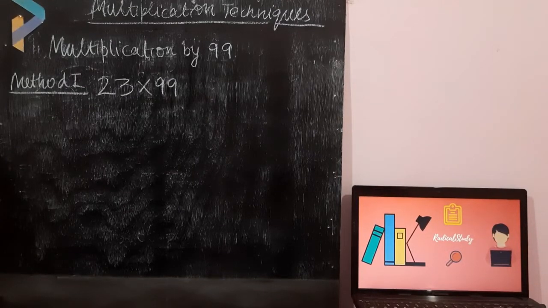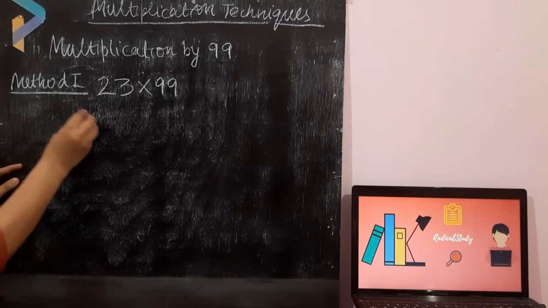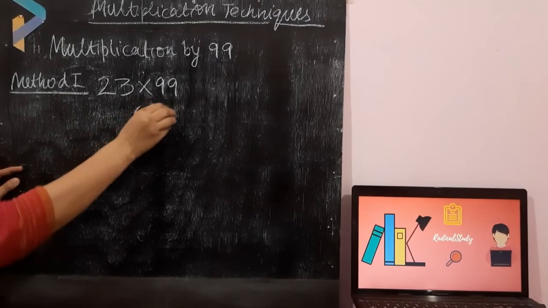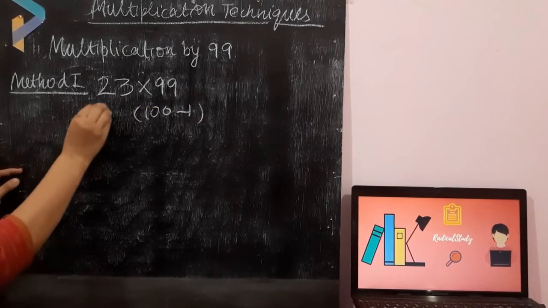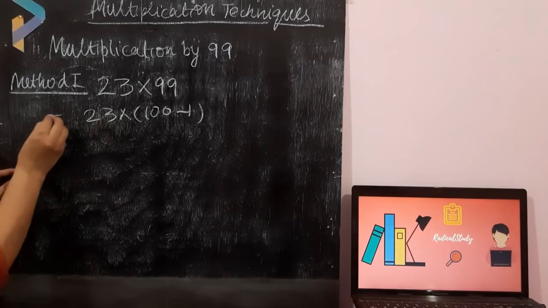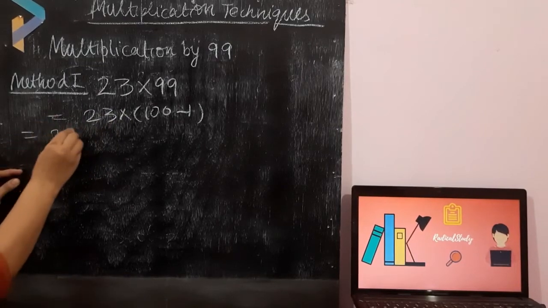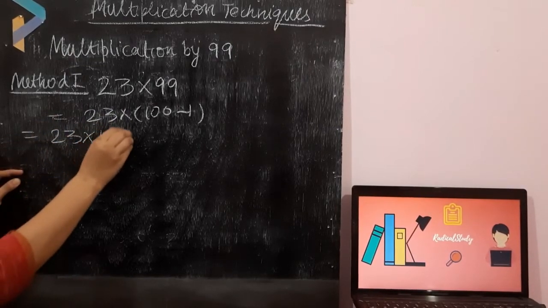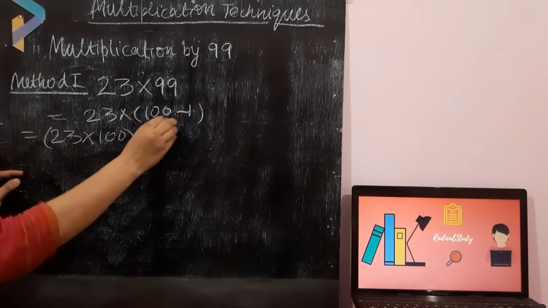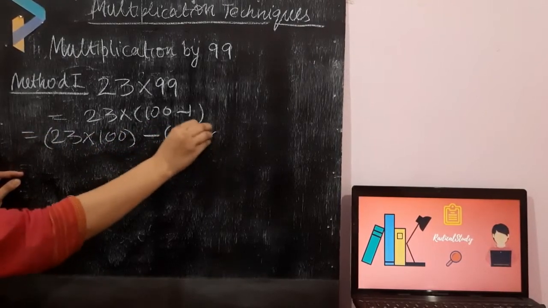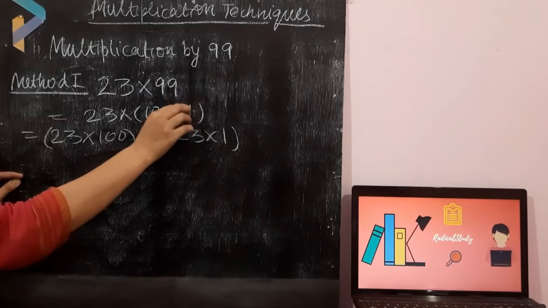So students, as you can see, I have taken another example which is 23 multiplied by 99. So it is also a 2-digit number. Now I am going to use the same method. 99 can be written as 100 minus 1 and it will be multiplied by 23. So as I have explained you, it will be written like this, 23 multiplied by 100 within bracket minus 23 multiplied by 1 because it is 1 over here.